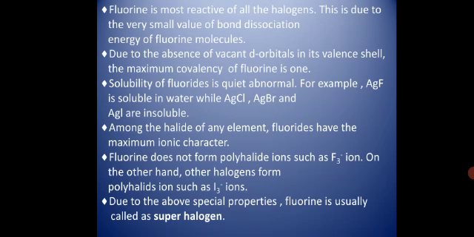Just now I told you, fluorine does not form polyhalide ions. I have discussed with you. Due to the above special properties, fluorine is usually called a superhalogen. Yeah, this is a very important point. All this is due to the above special properties which I have discussed with you; for that reason fluorine is called a superhalogen. Superhalogen it is known as.